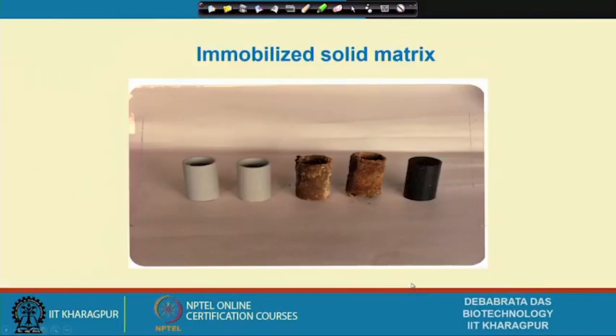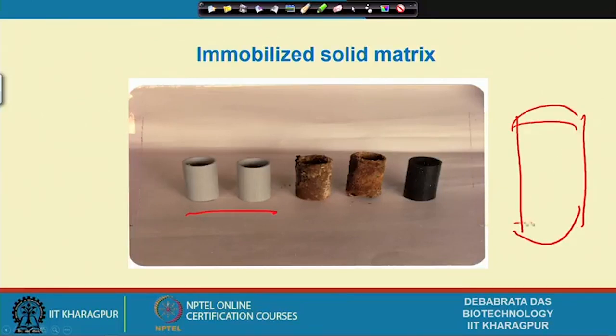Now, as I told you, if you look at the solid matrix, the polypropylene chloride looks like this. We cut it into this size, 1 inch diameter, 1 inch by 1 inch. We cut it into different sizes, this size. Then we pack it in the solid matrix. So it looks like this.